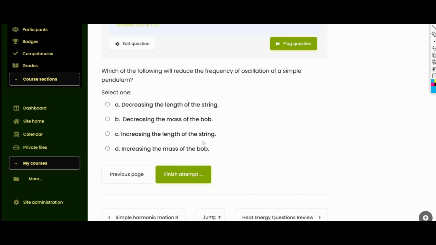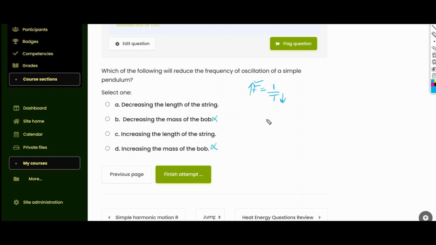Which of the following will reduce the frequency of oscillation of a simple pendulum? Decreasing the length of the string, decreasing the mass of the ball, increasing the length of the string, or increasing the mass of the ball. We know that frequency is inverse to the period, so as frequency increases, the period decreases. In both mass options, mass has no relationship; it affects neither the frequency nor the period.